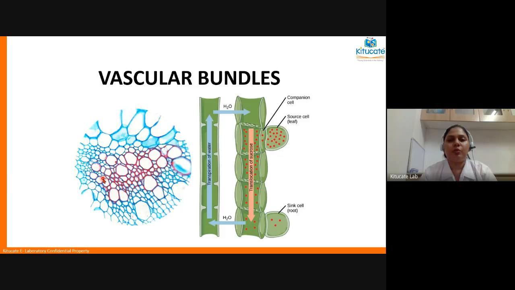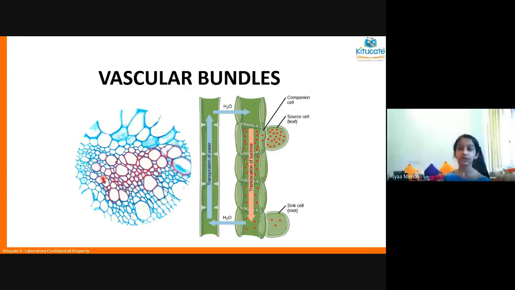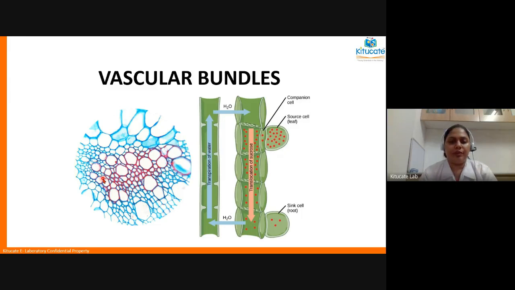Now, we all know that all the living organisms are made up of tiny, tiny cells, right? And these cells are then grouped to form something. So what is a group of cells called? A group of cells is called a tissue.